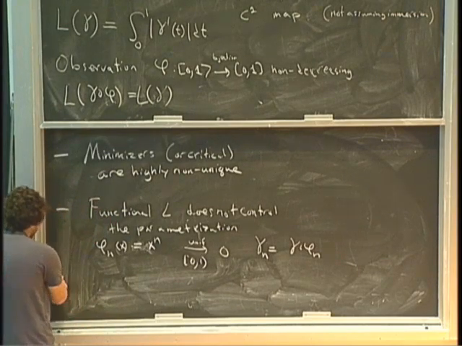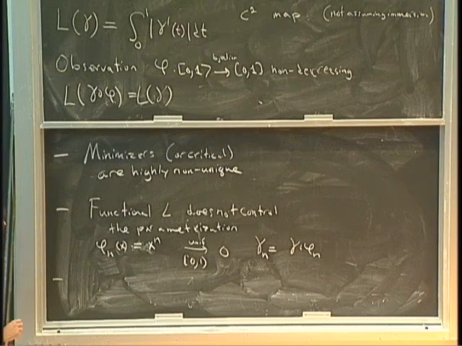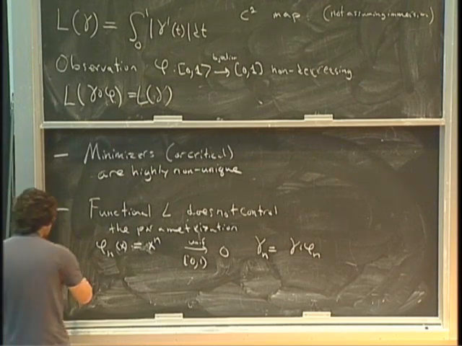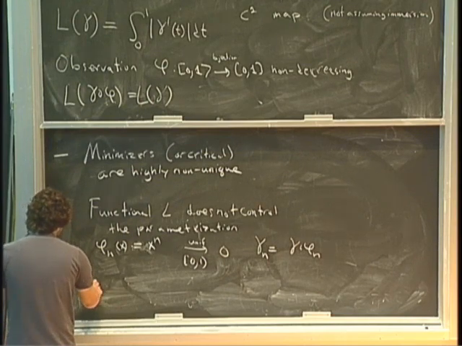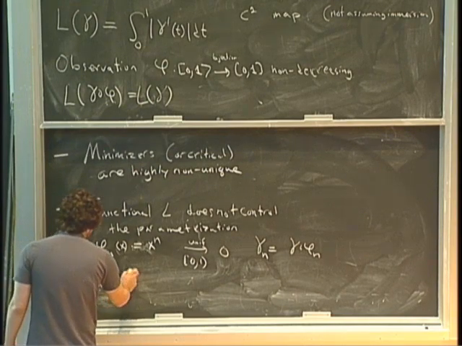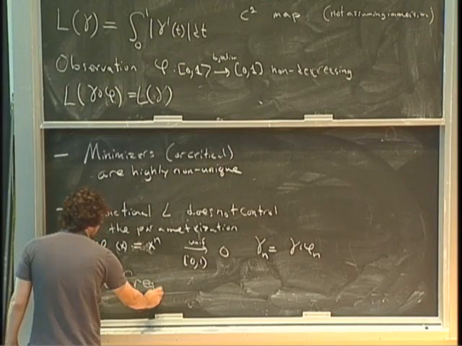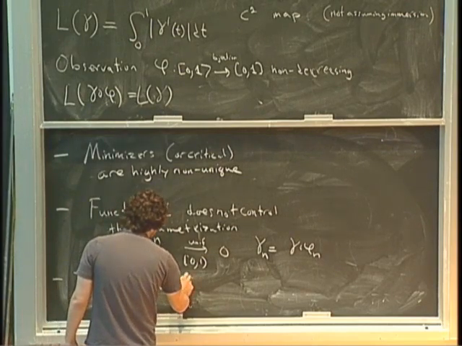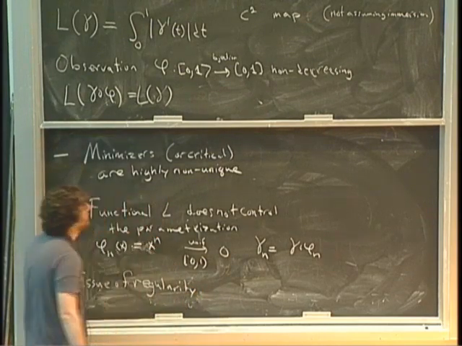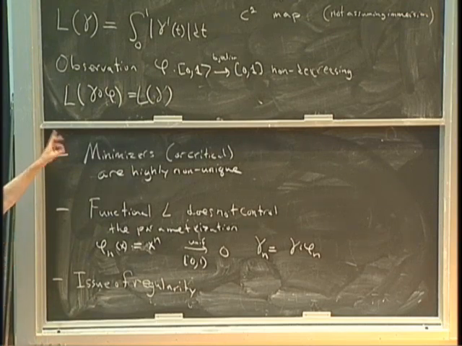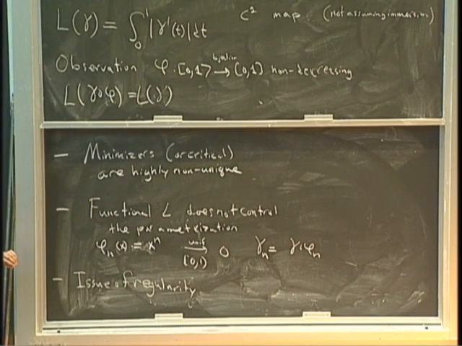So a final thing, which is not really related, but I just wanted to put it out there, is an issue of regularity, which is sort of related to what I said. We can assume gamma is smooth, and that would seem to be the most regular situation.